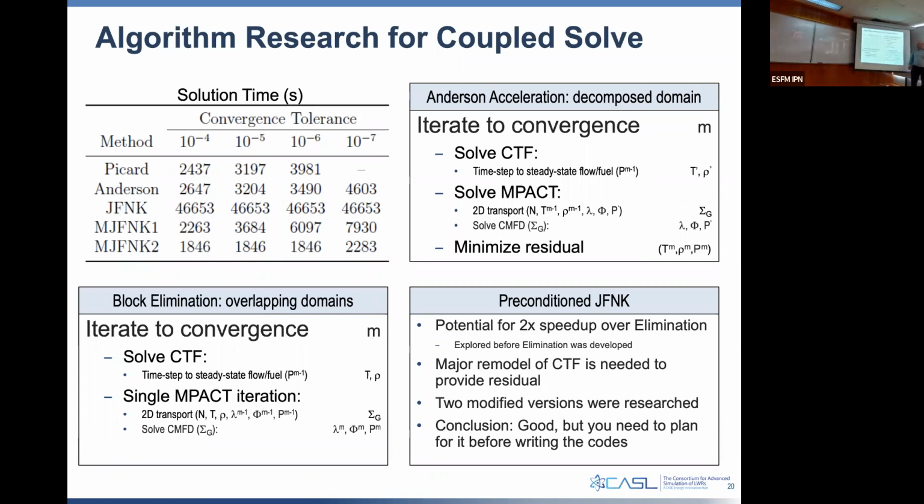And so we created some modified versions of Jacobian-free Newton-Krylov to try to overcome this CTF issue. And we got some good progress. We could see how possibly this might be able to save us a factor of 2, but it's going to take a whole lot of work. If you're going to do this, it's better to write your code in a way that was designed from the get-go to work with that kind of a math solver. So we discarded it for now, but you'll see it come up later this week.